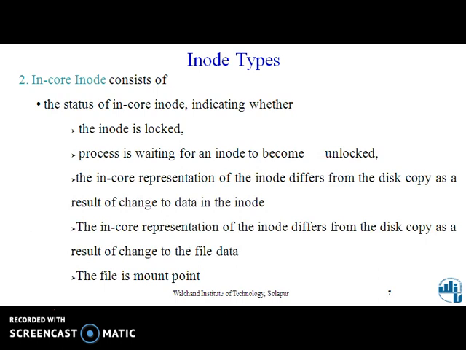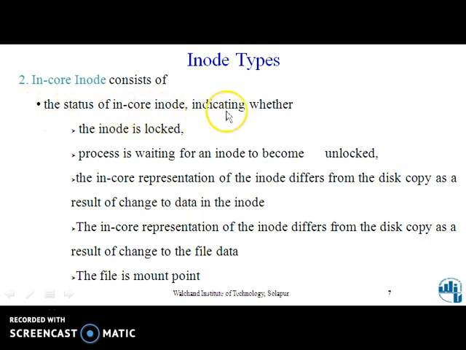Now the next type of inode is the in-core inode. The in-core inode is nothing but the representation of the disk inode in memory. Whenever the kernel wishes to access any file, it copies the data from the disk inode to an in-core copy of the inode. So the in-core inode contains the fields of the disk inode along with additional fields. It contains the below given fields.